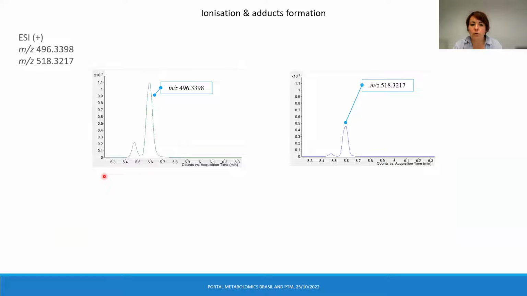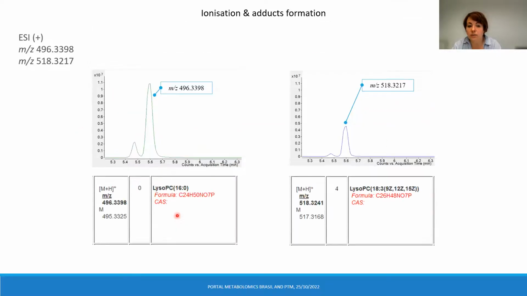Here I have an example of 2 signals that were found to be statistically significant in one of my projects. I checked that both of them are very decent peaks. One of them is more abundant than the other, but both of them look very nice.